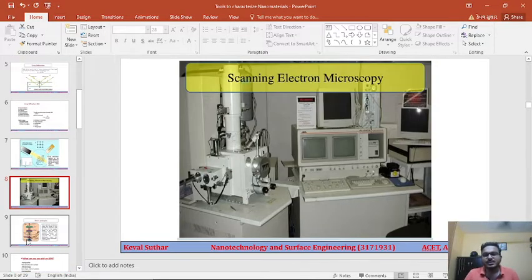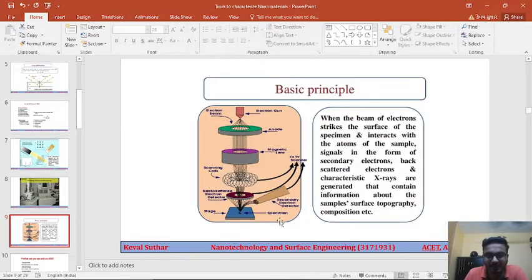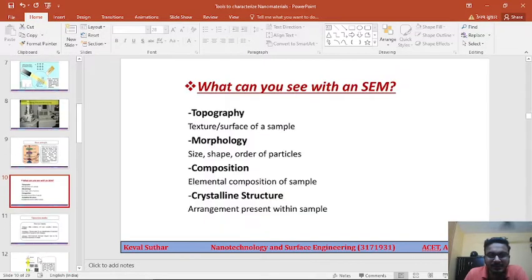The next topic was scanning electron microscopy. Here the basic principle is having the specimen at the bottom and the electron gun at the top. In between we have the anode, magnetic lens, scanning coils, backscattered electron detector, and secondary electron detector. These three, the scanning coils, backscattered electron detector, and secondary electron detector, send the signal to the TV scanner. Then the things which can be obtained with scanning electron microscopy are topography, morphology, composition, and crystalline structure of the material.